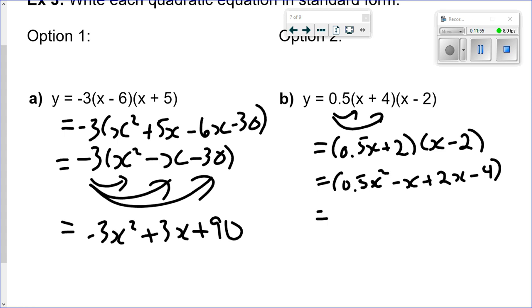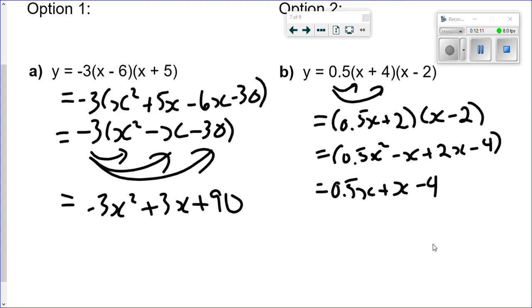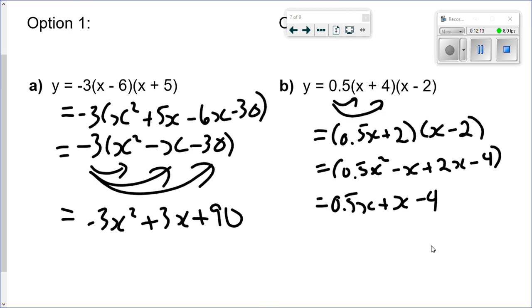Remember, 0.5 x times 2 is 1, and I changed the sign. Actually, I don't need the brackets anymore. I don't know why I included them. I'll get rid of them in this step. And there you go. So it's not a whole lot different than what we've already been doing, but there is that extra step that goes along with it.